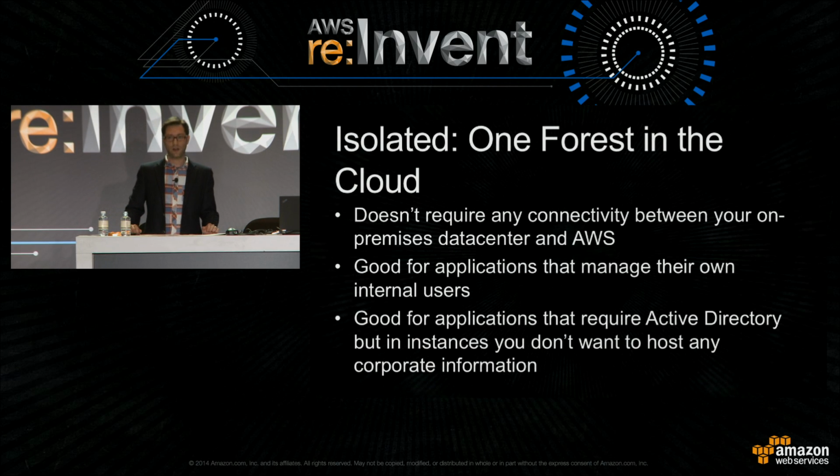The last scenario that we'll look at is an isolated one forest in the cloud scenario. So this does not require any sort of connectivity between your on-premise data center and AWS. It's good for applications that manage their own internal users, and it's good for applications that require Active Directory, but you don't necessarily want to host any corporate information in the cloud. It's not a terribly uncommon design choice, and probably one of the fastest ways to get up and running with AD in the cloud.